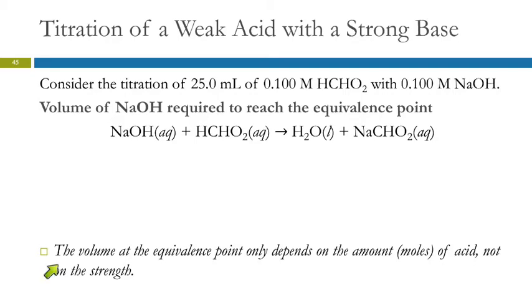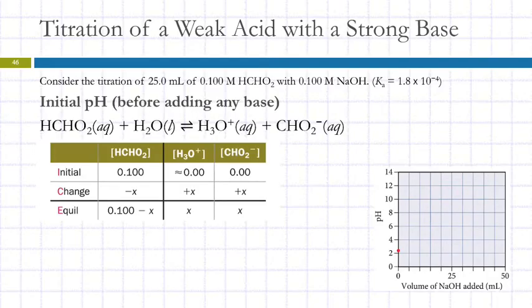So the volume at the equivalence point doesn't depend on whether it's a weak acid or a strong acid. It's just the number of moles, because at the equivalence point, you've got equal moles. They neutralize each other. Doesn't matter if it's strong or weak. The acid is 0.1 molar, the base is 0.1 molar, so we need an equal volume to the volume of the acid, and so 25 milliliters, just like the previous calculation. Now it does get different for the rest of this.